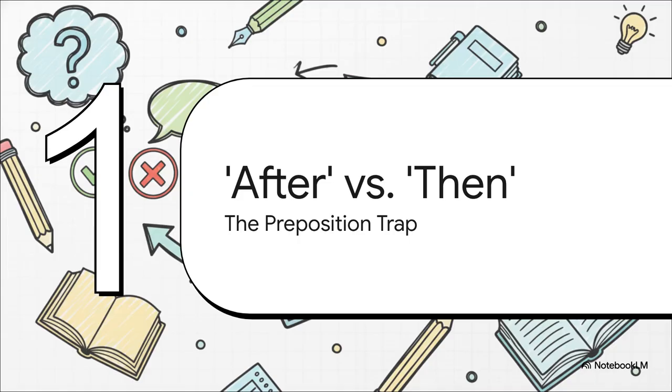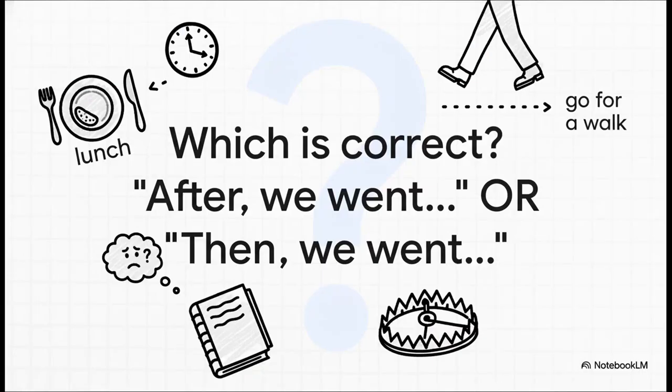This one's all about how we connect events in time, specifically the battle between two tiny but tricky words, after and then. So take a look at these two sentences. Which one feels right? You had lunch, and then you went for a walk. A lot of people go for that first option, right? After we went for a walk. It makes sense. After means next, but just like our picture problem, there's a little grammar trap waiting for us.